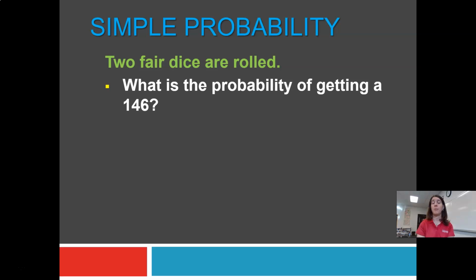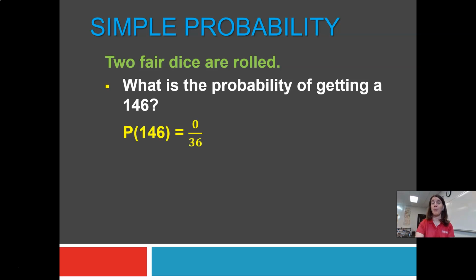And 2 last questions from our chart here, then we'll switch over to something else about probability. What is the probability of getting a sum of 146? Well, if I go ahead and look at the chart, do you see any sums of 146? Well, of course not, because the biggest sum that you can have is 12 from 6 plus 6.